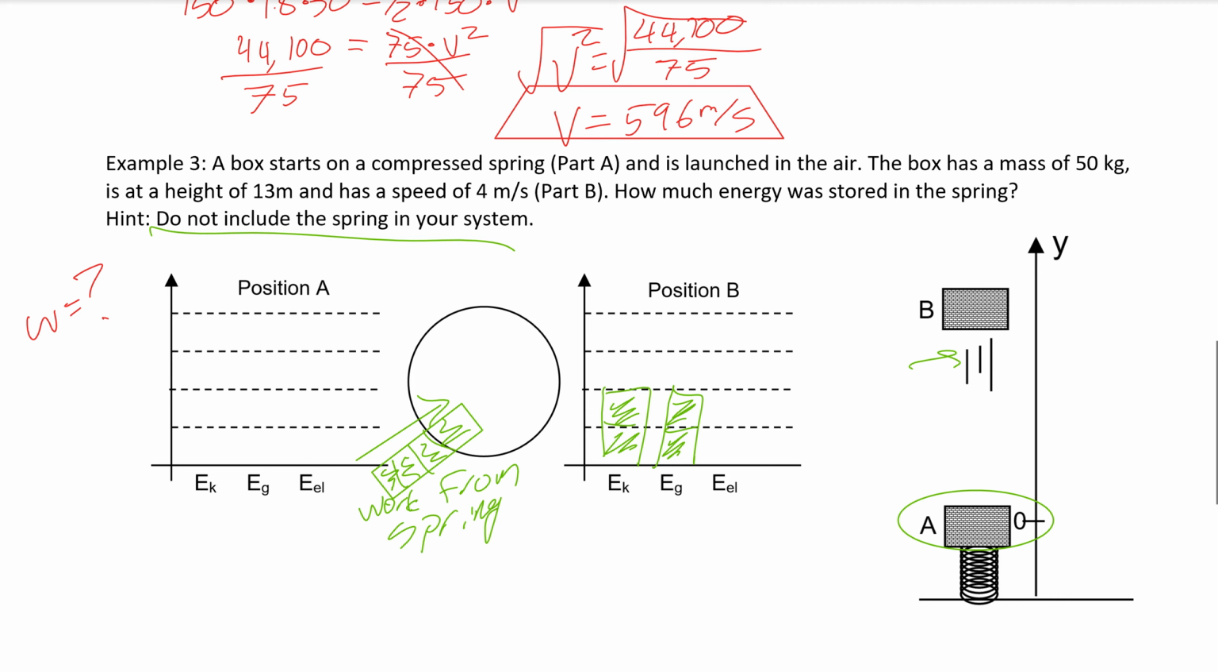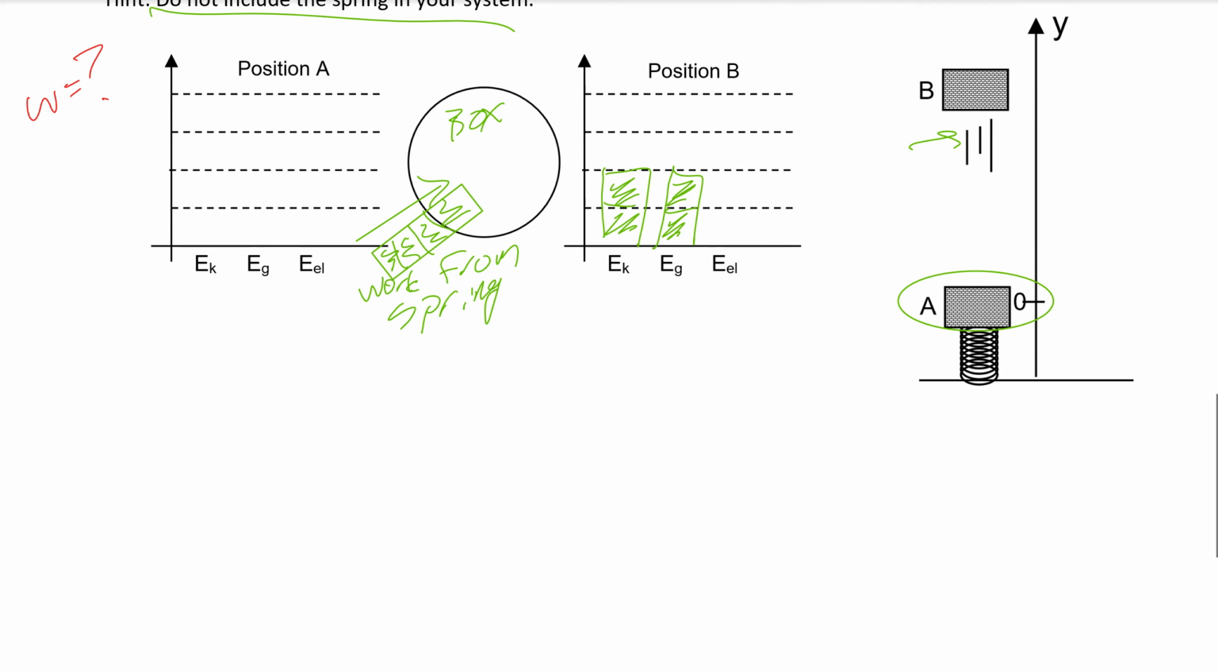So if we set the system to just be the box, we end up having energy enter the system from work and then end up as kinetic and gravitational in the end. So to set up our equation for this, we end up with the work equals EK plus EG, and that the work equals then 1/2 mv squared plus m times g times h. Okay, go ahead and see if you can solve this now.